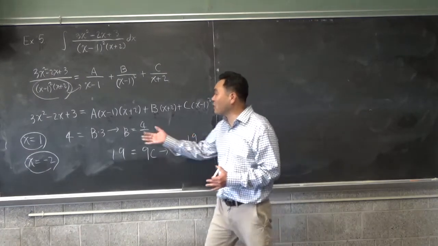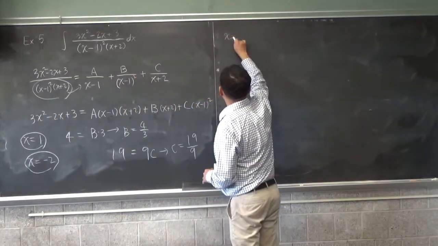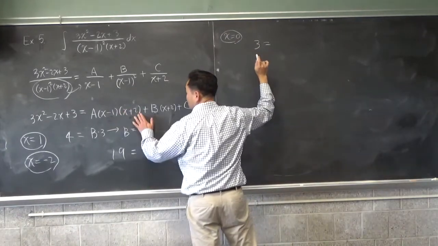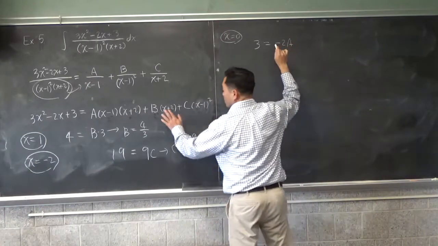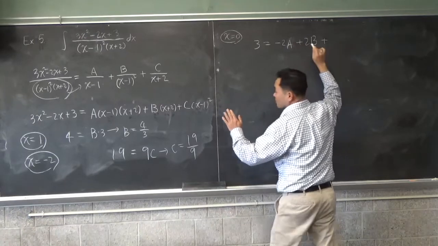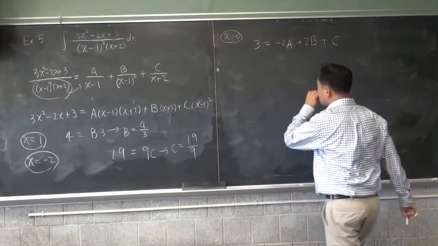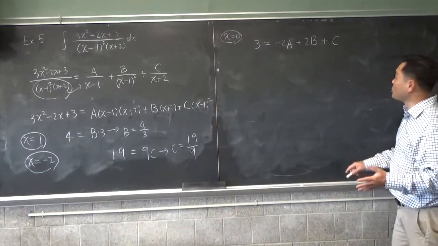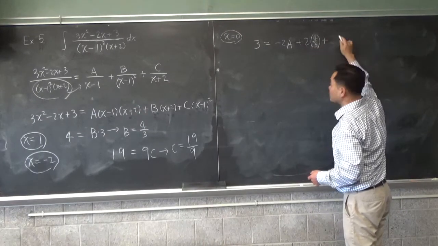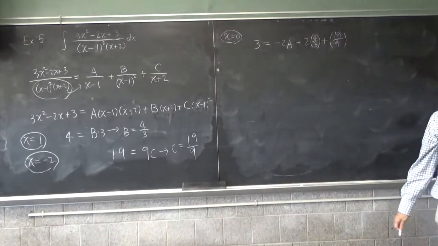I mean, 0 is relatively easy to compute, at least on the left side, right? If I plug in x equals 0, you just get 3. So you get 3 equals negative 1 times 2, which will be negative 2A, plus 2B, and then negative 1 squared, which will be positive C. Since we have the value for B, which is 4/3, and the value for C, which is 19 over 9, we can solve this somehow, right?